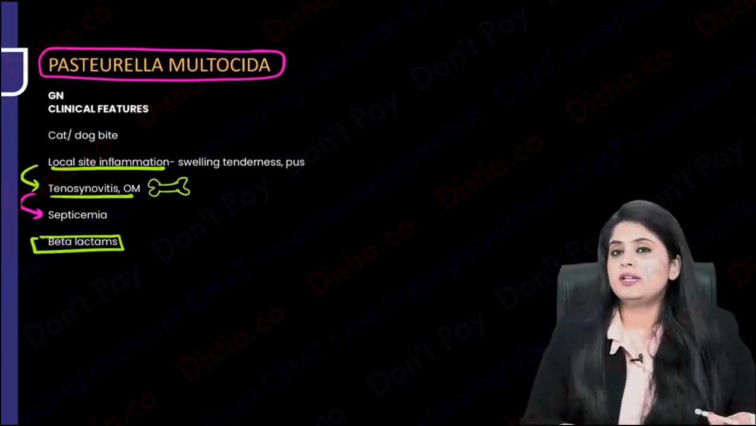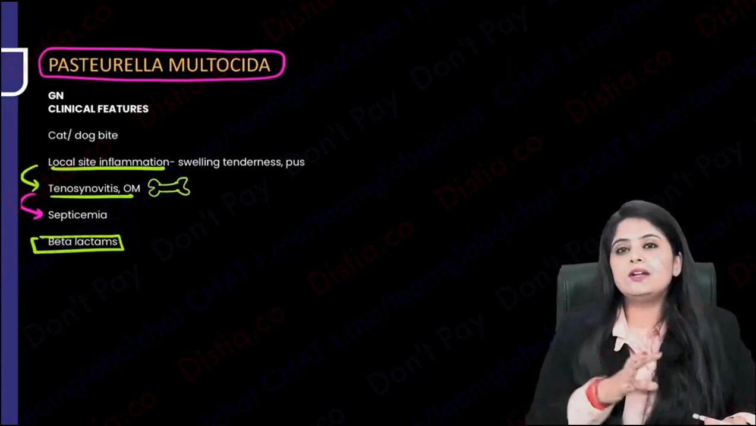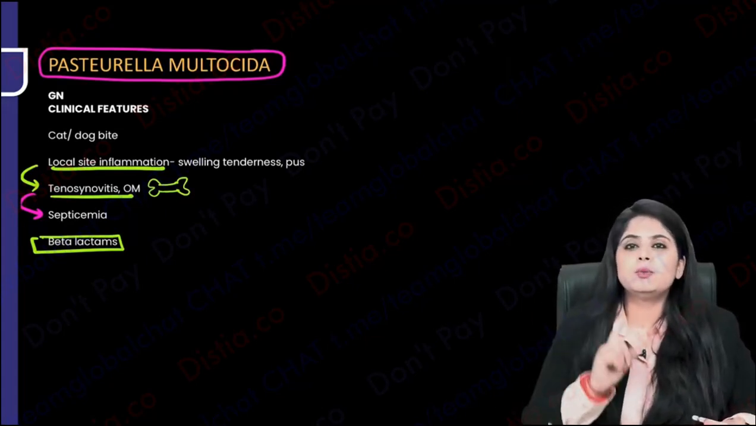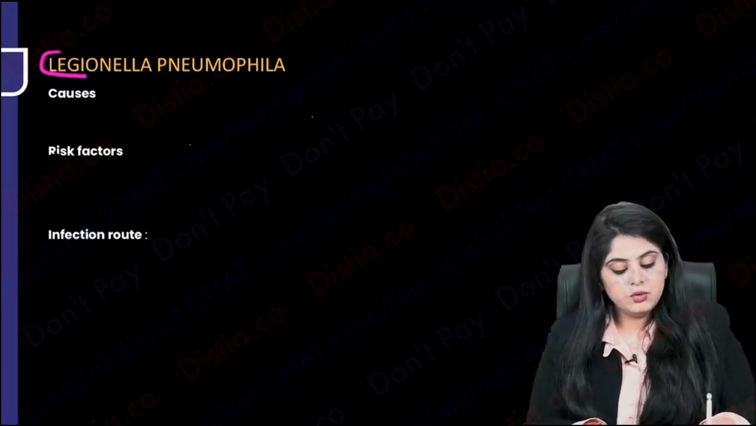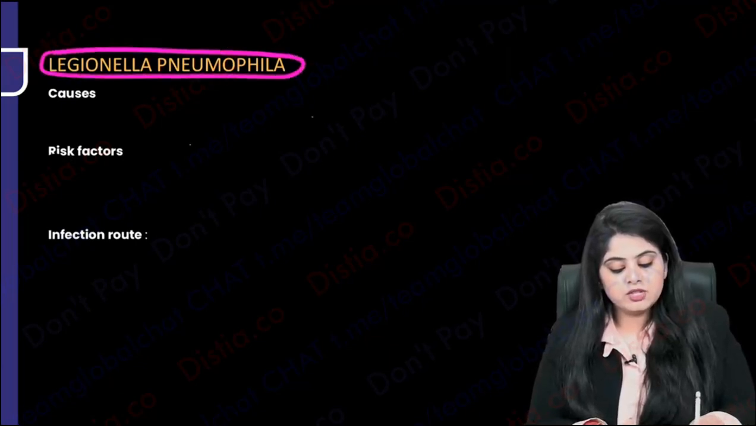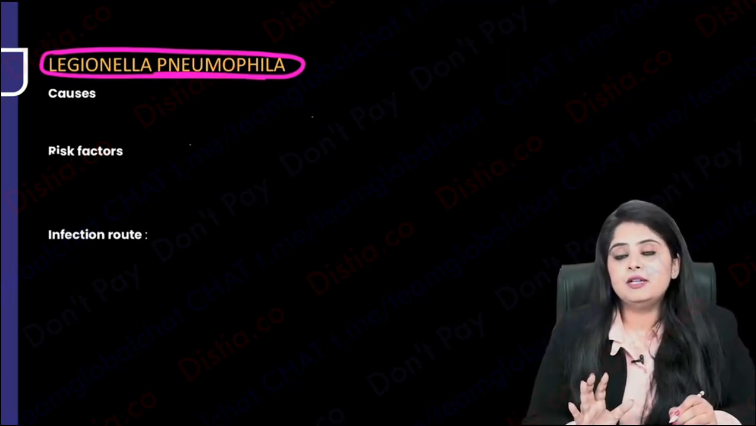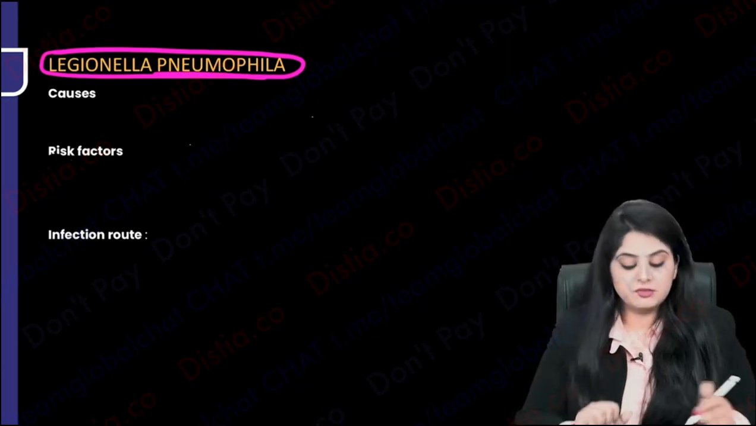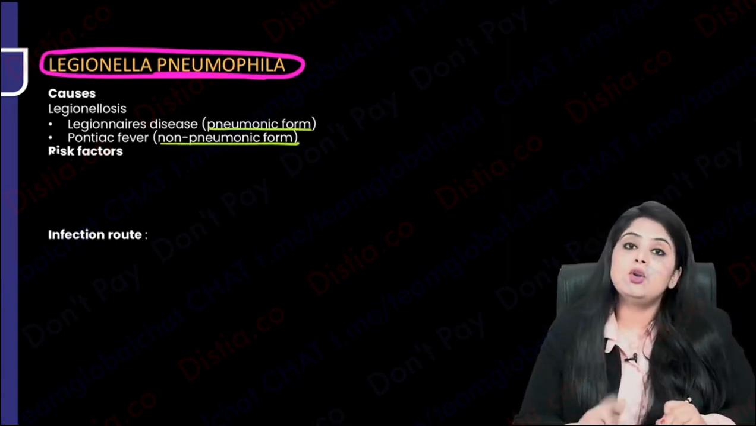Done. Next one. I'm sure, for the next organisms, these are rapid one-slide organisms, you might get one question out of all of them. So just quickly flip through it. The next one is known as Legionella pneumophila. Pneumophila tells me that pneumo means there is some kind of pulmonary involvement, but it has two forms. Either it can be pulmonary or it can be non-pulmonary. So there is a pneumonic form and there is a non-pneumonic form.